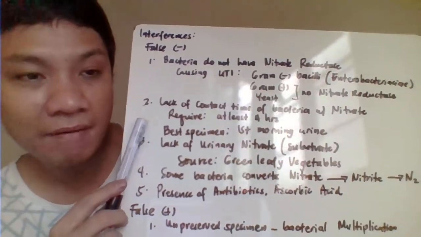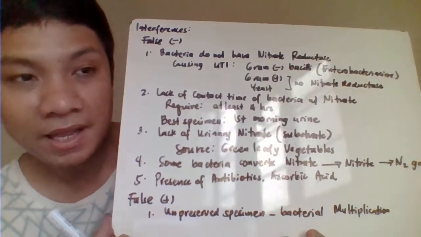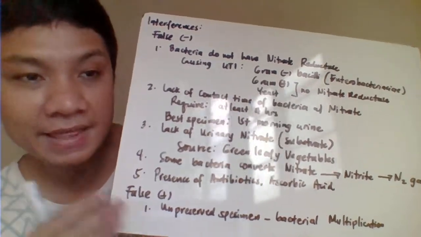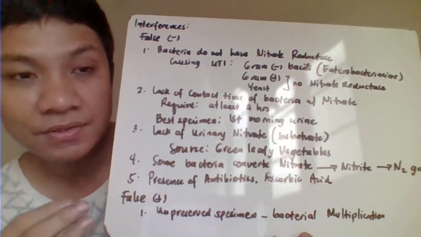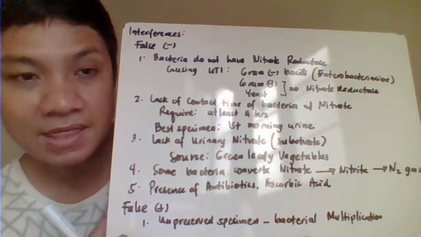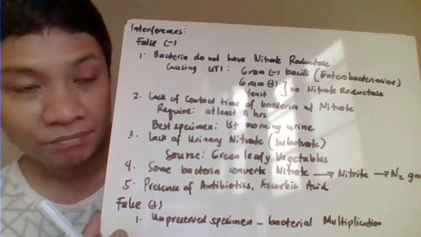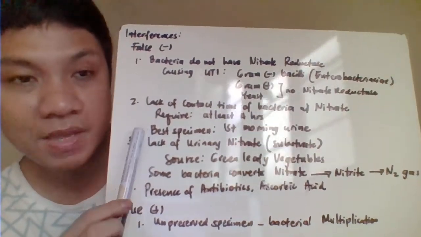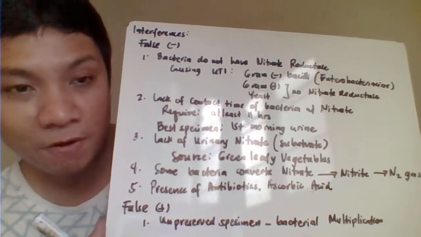Second, there may be a lack of contact time between your bacteria and the urinary nitrate. In order for nitrate to be converted to nitrite, the bacteria should have sufficient time, at least 4 hours, to allow the nitrate to be converted to nitrite. So basically, our specimen for this should be your first morning urine, but not a random urine.